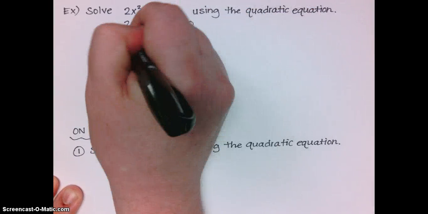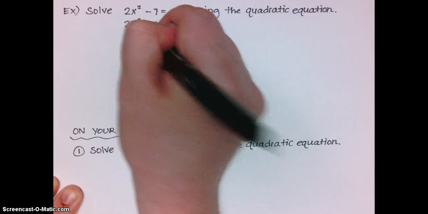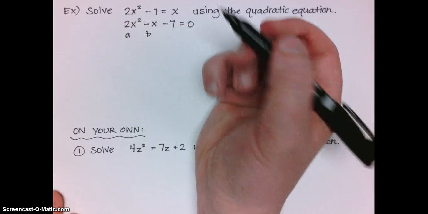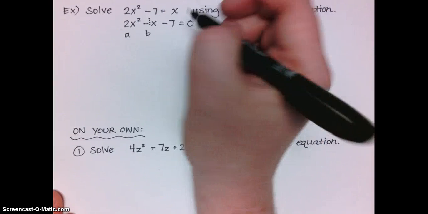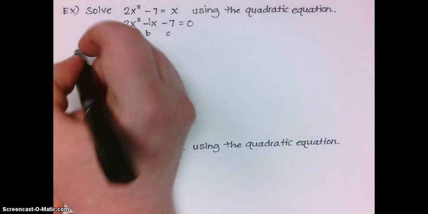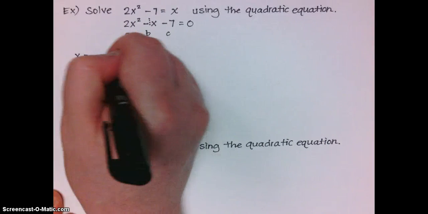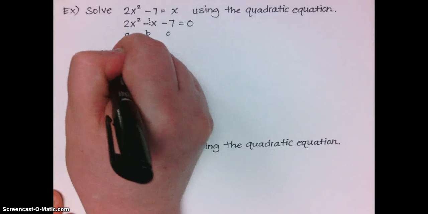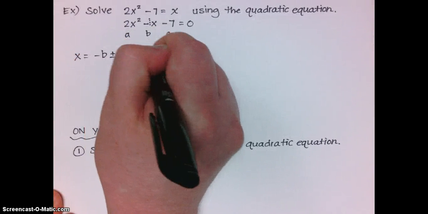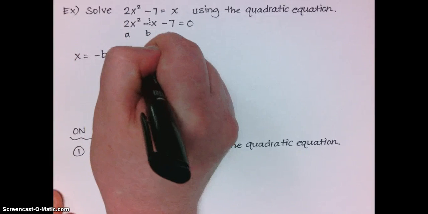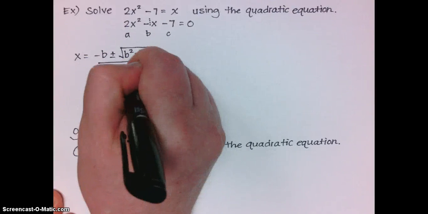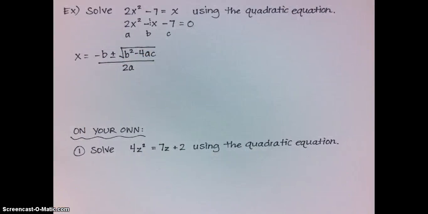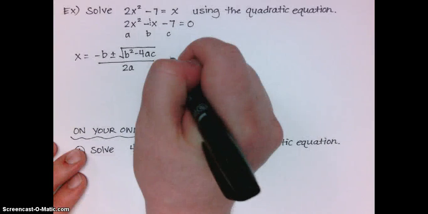And I can see my a. What's my b? Well, don't forget, there is an invisible 1 there, so my b is going to be negative 1, and my c is negative 7. So here we go. X is equal to negative b plus or minus the square root of b squared minus 4 times a times c, all divided by 2a. Okay? Let's check this out. Let's plug in what we know.